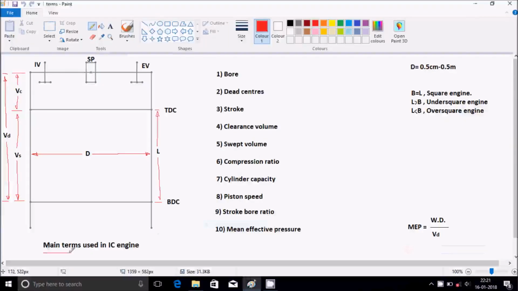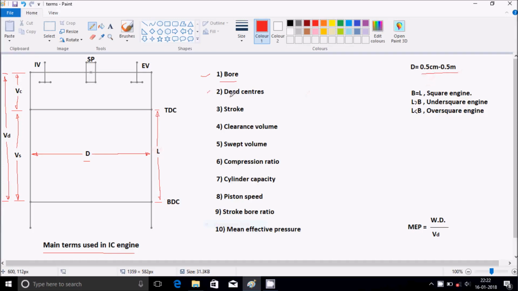In this video, I will talk about the main terms used in the internal combustion engine. First term is the bore. It is denoted by capital D. It is the inner diameter of the engine cylinder. Bore sizes of engine may range from 0.5 cm to 0.5 meter.